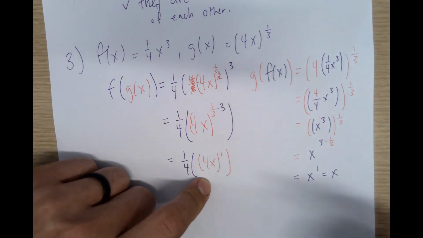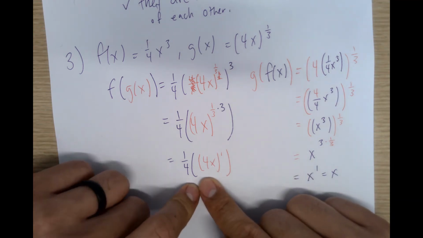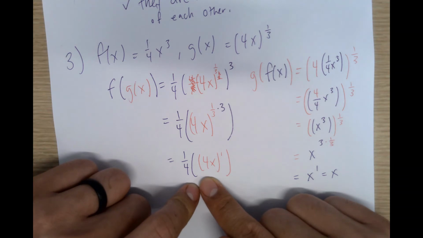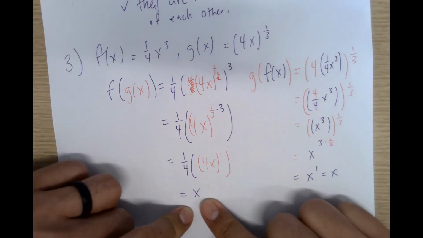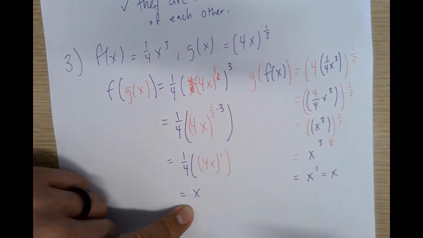So now we're just doing 4x times 1/4. That's just equal to 4 divided by 4 times x. That's just 1 times x, which is equal to x. Okay, so that's the first one.